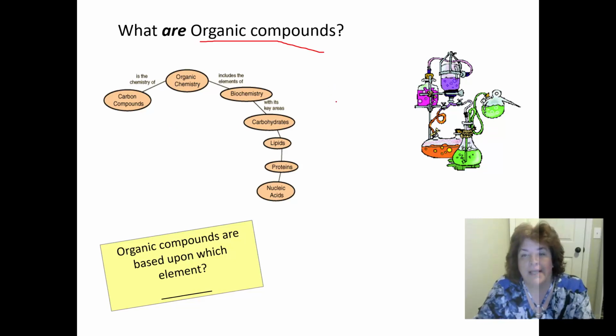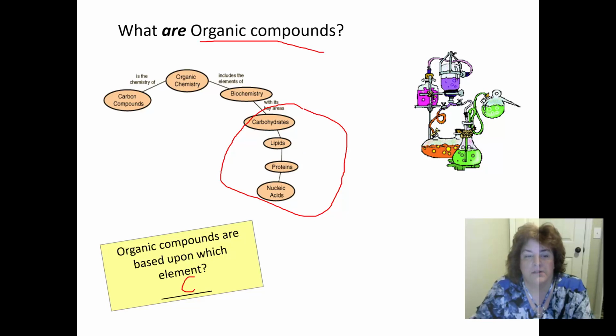Now, we start putting these elements together and we get larger molecules called organic compounds. They're called organic because they are either created by a living creature or they are part of a living creature. So here we are. All of these four organic compounds are based on carbon. Right? So we are carbon-based units.